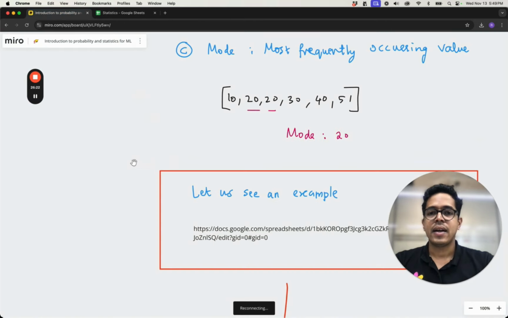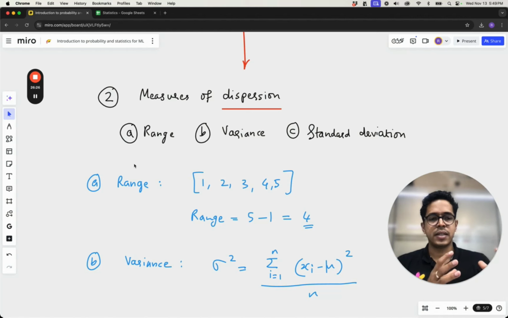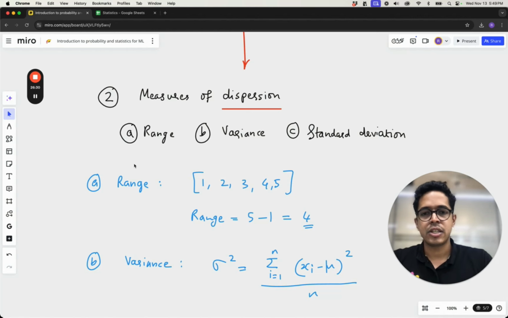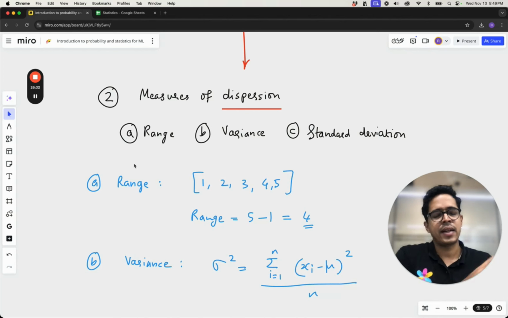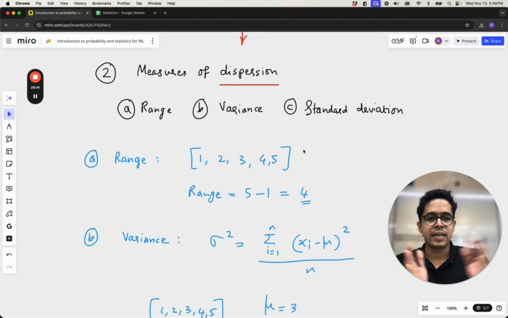Now let's get back. I want to touch briefly on the measures of dispersion. Dispersion means the variation from the central tendency. There are 3 measures for that: range, variance, and standard deviation. Range is the maximum minus minimum value in an ordered data set. So this is 1, 2, 3, 4, 5, in ascending order. It can be descending order also, but whatever the data set is, pick the maximum value, pick the minimum value, and subtract those two. That's the range. So range in this case is 4.